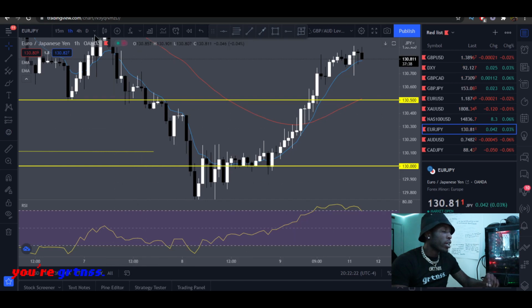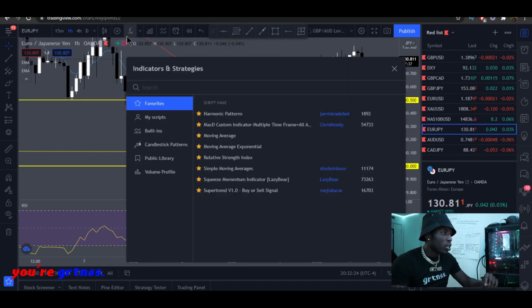And another indicator that I use, let's see, I just use the RSI and the EMAs, but you can use simple moving averages, same exact thing.